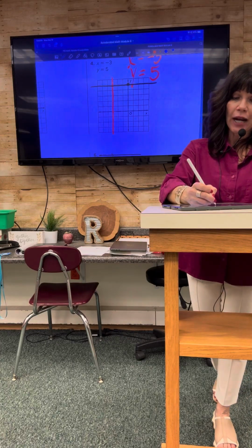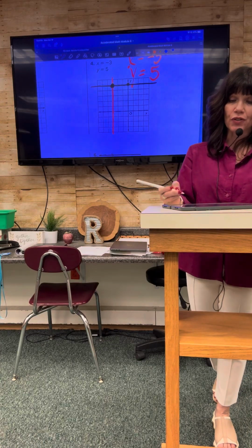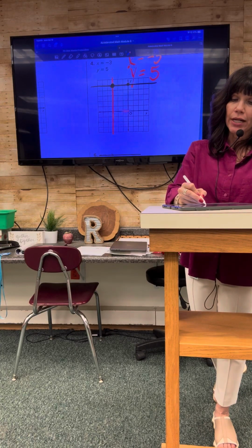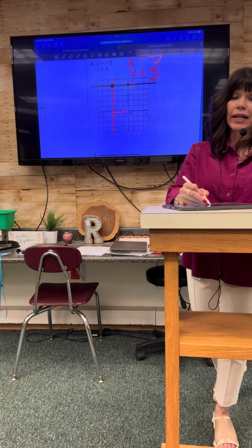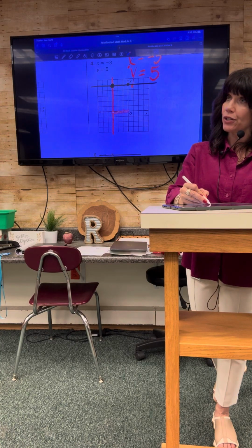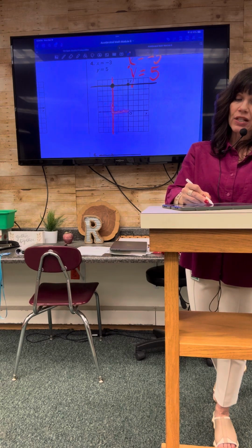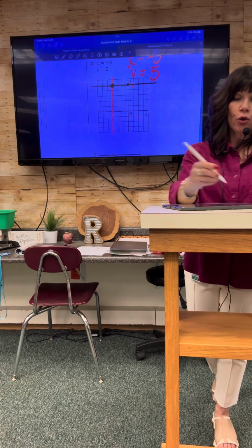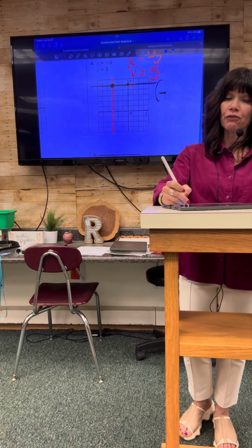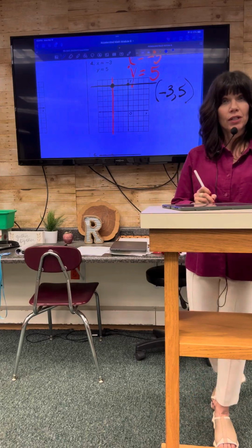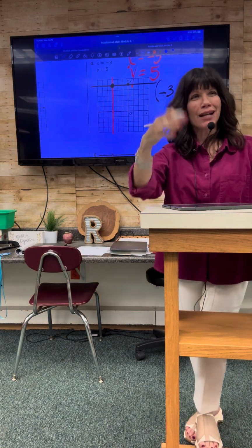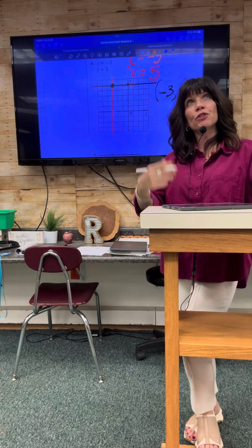Now write the ordered pair where these two lines intersect. What is the x value when I go 1, 2, 3 to the left to get to this line? -3. Write that down as your x value. And then what is my y value as I go up? 5. Who agrees with the ordered pair -3, 5? Excellent. That is correct.